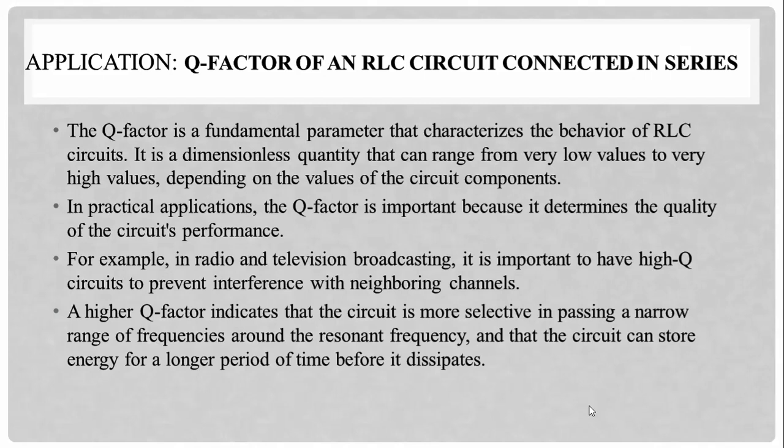So if the Q factor is high, it allows only a narrow range of frequencies to pass through, around the resonant frequency. If the frequency bandwidth is low, that implies it is more selective. If it's more selective, then for a particular channel only that particular frequency will be given, and we can prevent interference with the neighboring channels in radio broadcasting. Energy will also not be dissipated as much, because only a small amount of frequencies is being transmitted.